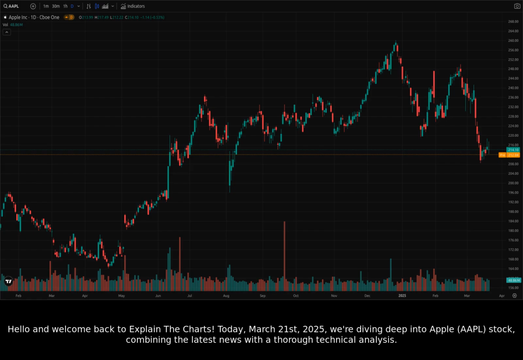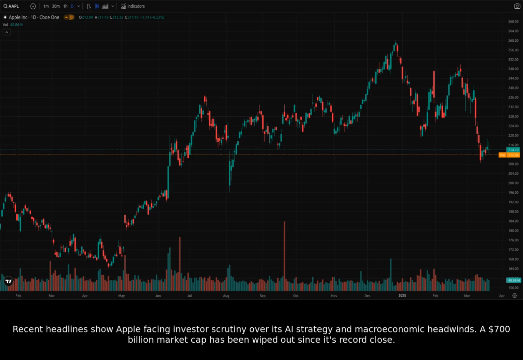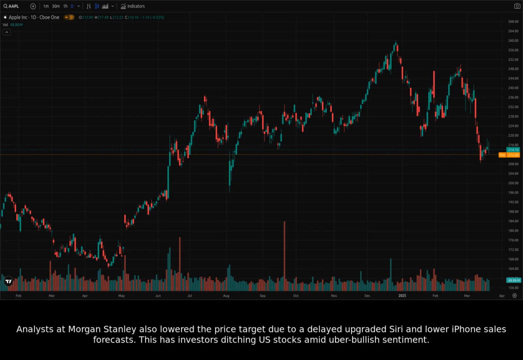Today, March 21st, 2025, we're diving deep into Apple, AAPL, stock, combining the latest news with a thorough technical analysis. Recent headlines show Apple facing investor scrutiny over its AI strategy and macroeconomic headwinds. A $700 billion market cap has been wiped out since its record close. Analysts at Morgan Stanley also lowered the price target due to a delayed upgraded Siri and lower iPhone sales forecasts.